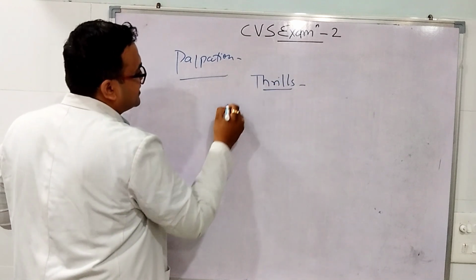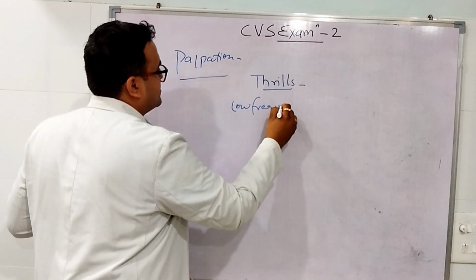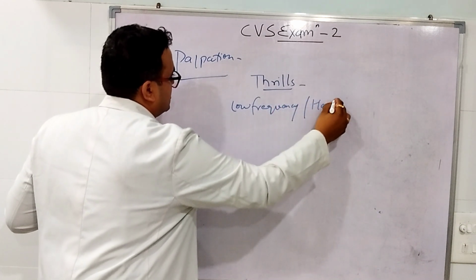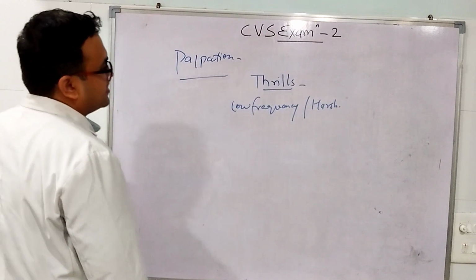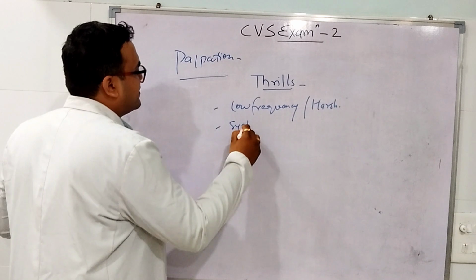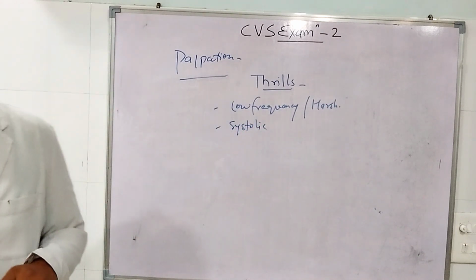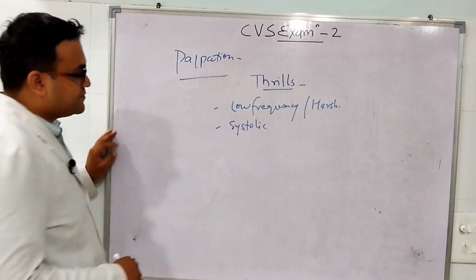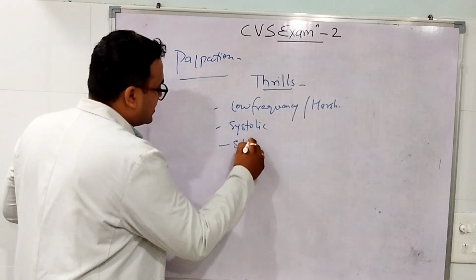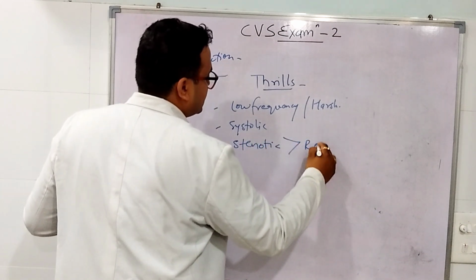Thrills are associated with low frequency murmurs, low frequency murmurs which are harsh. They are also associated more with systolic murmurs than with diastolic murmurs, and more with stenotic lesions than regurgitant lesions.